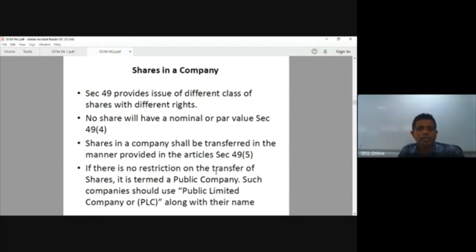If there is no restriction on the transfer of shares, it is termed a public company. Such a company should use "public limited company" along with its name. Since there is no restriction on transferring shares, we call that company a public limited company, normally a PLC. These are all technical terms under company law and won't be tested under my section.